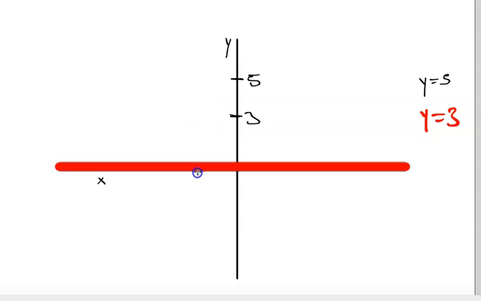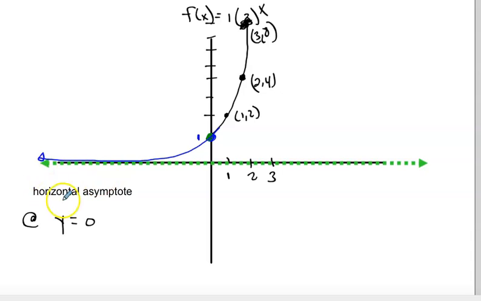So if I did it right here on the x-axis, well, here's 5, 4, 3, 2, 1, and then here is where y is actually 0. So if y is 0 here, then this equation is y equals 0. And that's what I have here. I have a horizontal asymptote at y equals 0, and I show it with that dotted line.